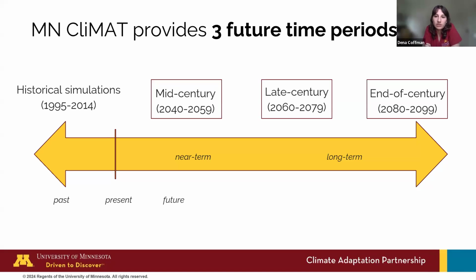Those historical simulations are what these models are based on. And then you can look at the mid-century, 2040 to 2059, late century, 2060 to 2079, or end of century, 2080 to 2099. It's important to remember that when you see a number that says temperature will increase by this much over 2040 to 2059 by the mid-century, it refers to an average that's been averaged over that whole 20-year time period. That can cause some confusion if people think that might be the total for every year or something like that. Remember that it's the average over that 20-year time period.